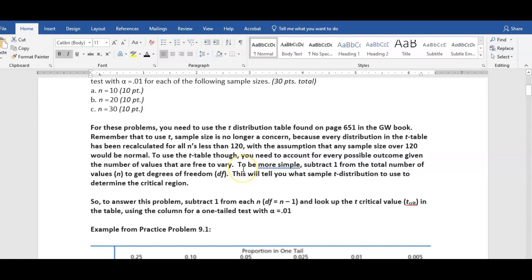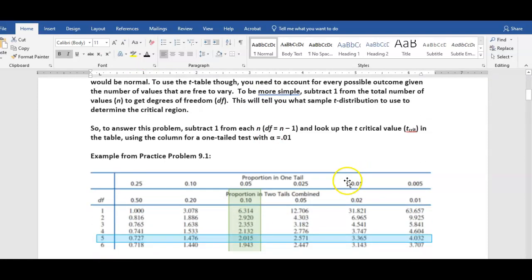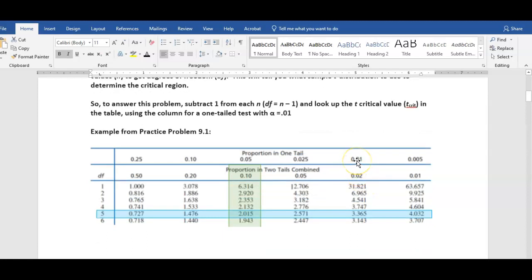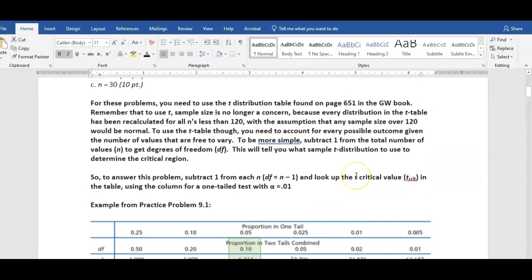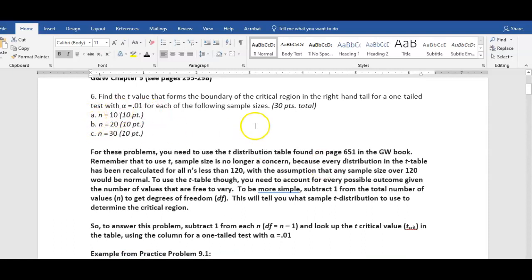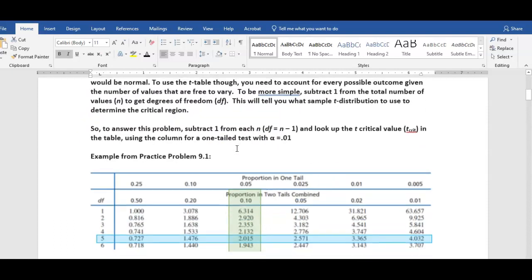So basically what we're going to do is use the t-table. We're going to calculate degrees of freedom for each of these n values, and then look that up for alpha equal 0.01 in a one-tailed test. That means you're going to be looking at alpha 0.01 in the proportion in one-tail row, which is right here. So you're going to be looking for whatever your calculated degrees of freedom are in this specific column here. Okay, so that's how you solve part A, B, and C in this first problem, problem 6.